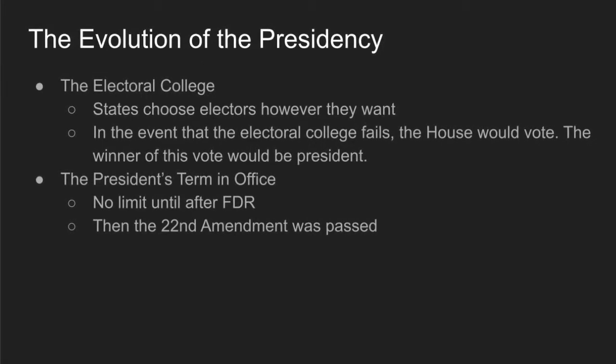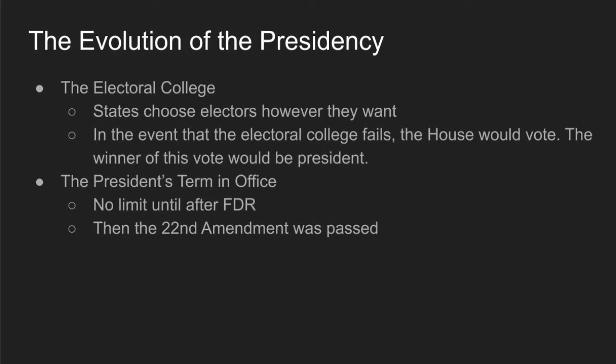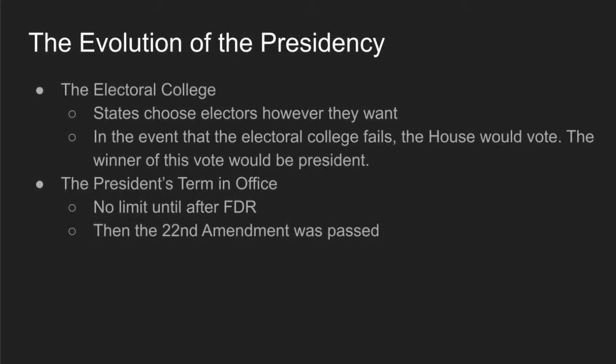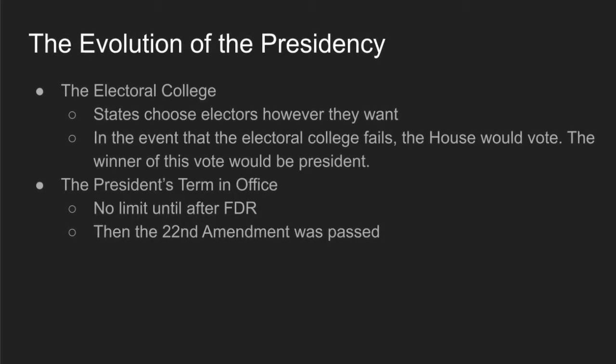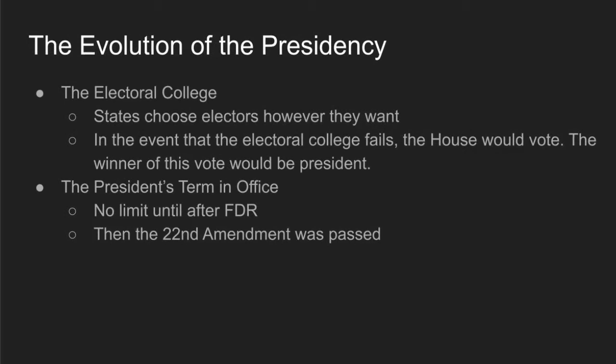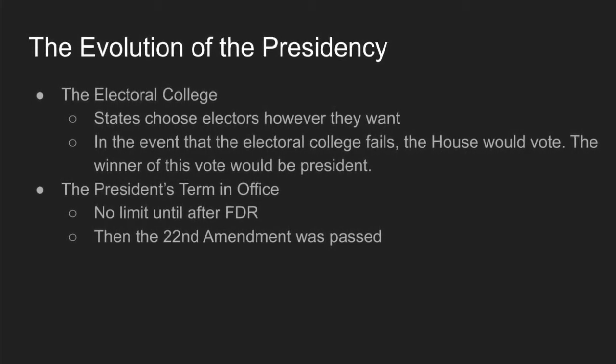The evolution of the presidency. The Electoral College: states choose electors however they want. These electors vote on who they think the president should be. In the event that the Electoral College fails, the House votes. The winner of this vote would be president.